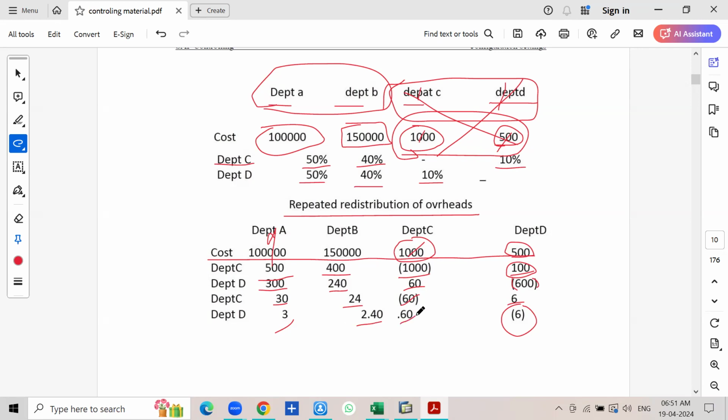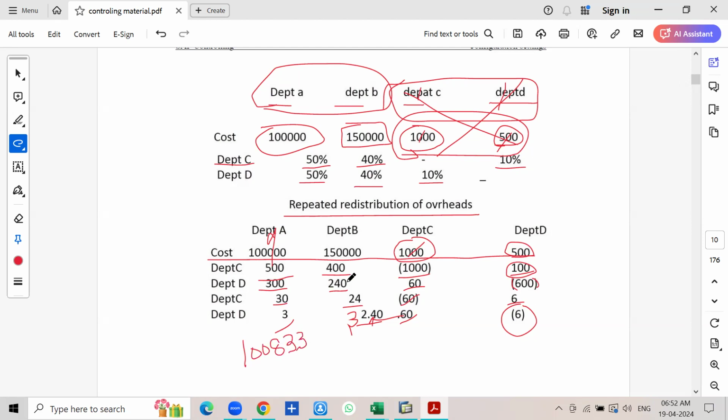Again, you have to take the 60 paisa and you have to reallocate it. So D will get 6 paisa. Again, you take the 6 paisa and again you have to reallocate. 0.6 paisa will be allocated to Department C. So it's a never-ending process because you are using percentages. That's why we can add this 60 paisa here, right? That is 3 rupees. Now, what is the total cost of Department A? 1,0833. The total cost of Department A is 1,0833.